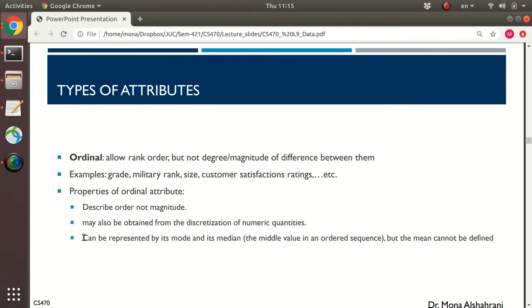However, when it comes to the measures of central tendency, like applying the mean, mode, or median, we can only apply the mode and the median to ordinal types of attributes. You can find the middle element in an ordered sequence. You can order the elements from small to medium to large or big, but you cannot define a mean on the ordered list or the ordinal type of attributes.